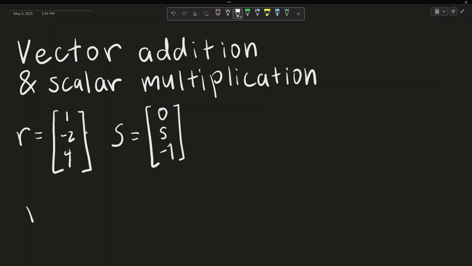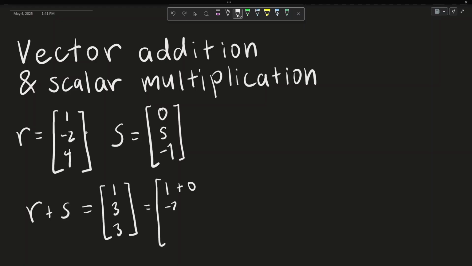So if we now took r plus s, we'll find that it's equal to 1, 3, 3. Which, if you couldn't see that intuitively, it's 1 plus 0, -2 plus 5, 4 minus 1. With time, you'll be able to, with these simpler vectors, just add them up in your mind. And the same principle or property in 2 dimensions holds in 3 dimensions.